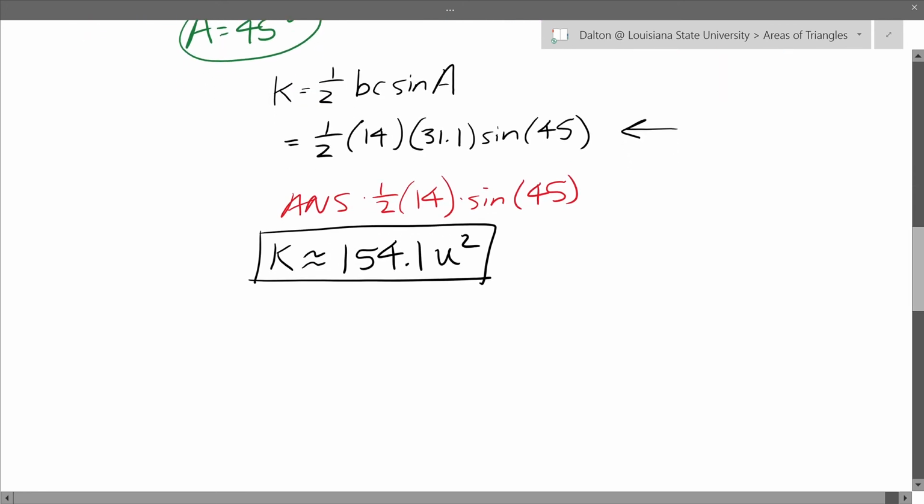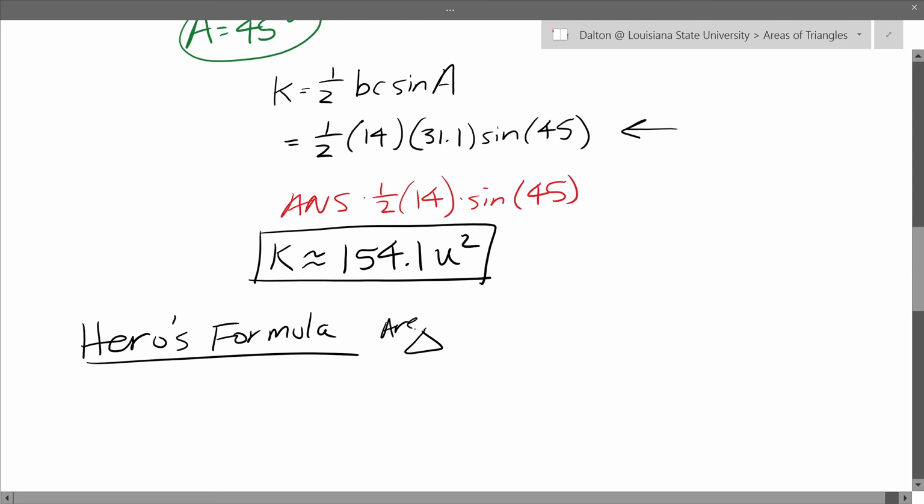Okay, so that is one formula to find the area of a triangle. Another formula is called Heron's formula, or you might see it as Hero's formula. I'm not sure of the exact pronunciation of which one, and even Heron's has an N on it, but our book says it's Hero's formula. And basically this one allows you to find the area of a triangle, knowing nothing about the angles, but just knowing the three sides.